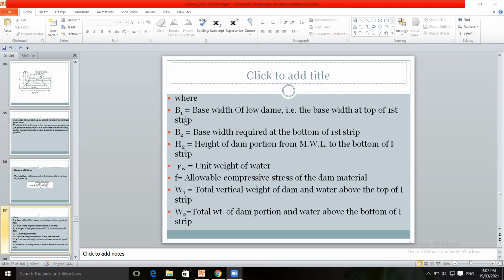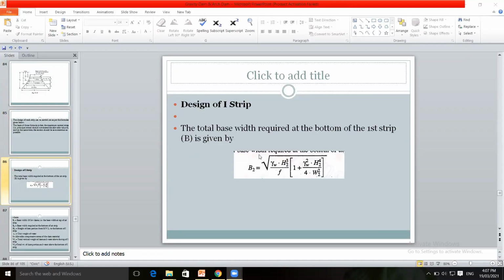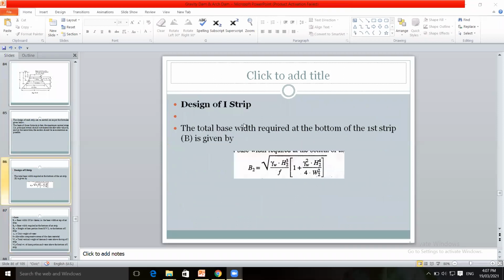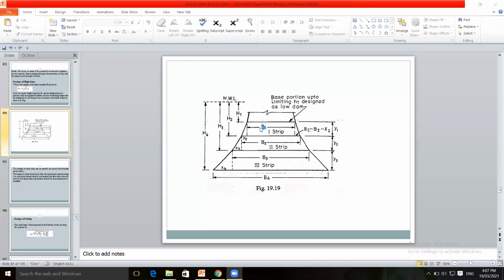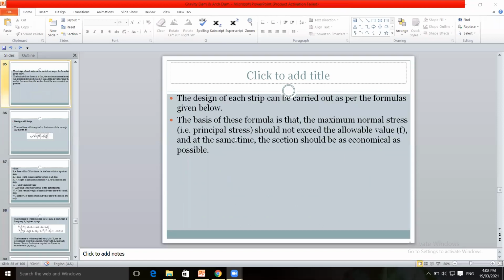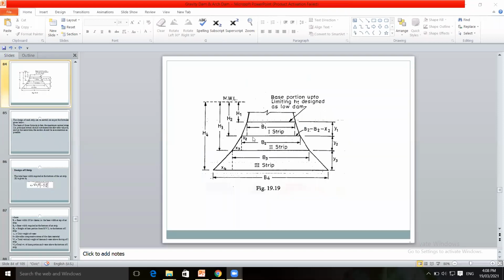Then the notations given in it. B1 means the base width of low gravity dam, the base width at the top of first strip, B1. Top width of first strip. Then B2, base width required at the bottom of first strip B2. B1 is the top width, B2 is the bottom width of first strip. Okay.